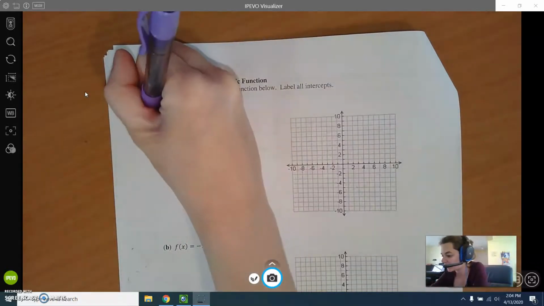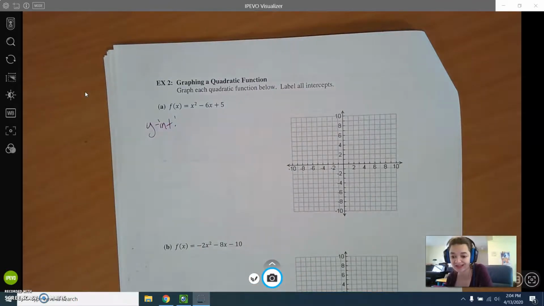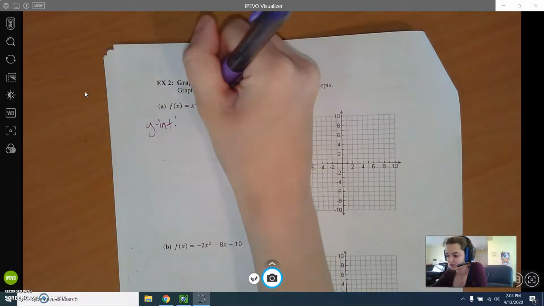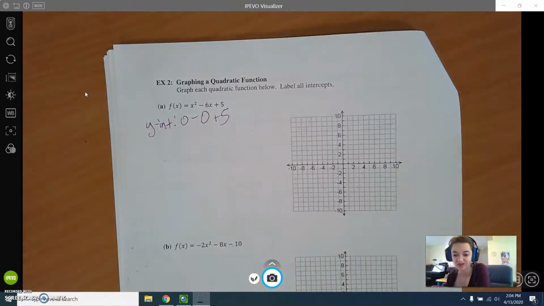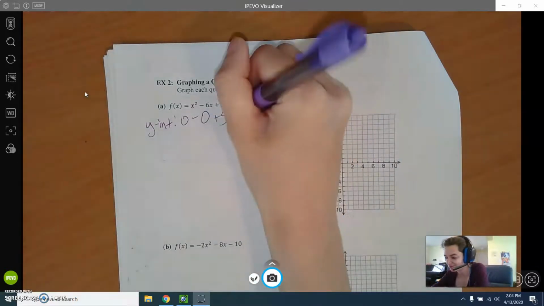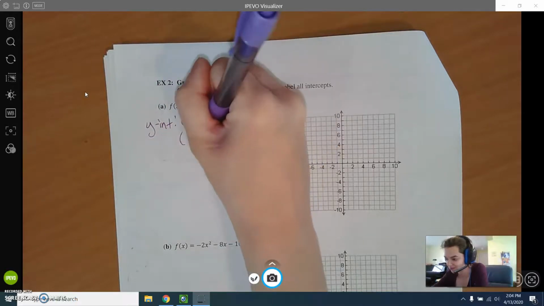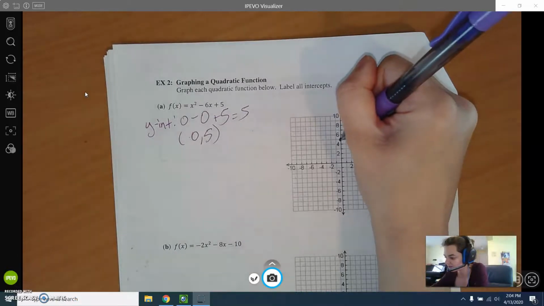So for my y-intercept, if you guys remember, y-intercepts happen when x is 0. So then I would have 0 minus 0 plus 5, right? So that would just be 5. So my y-intercept would be the point (0, 5). And I can plot that right here.